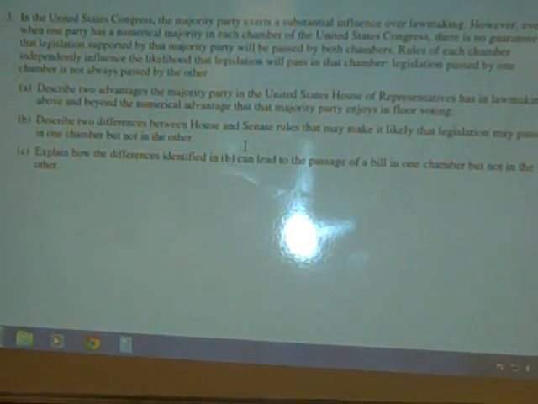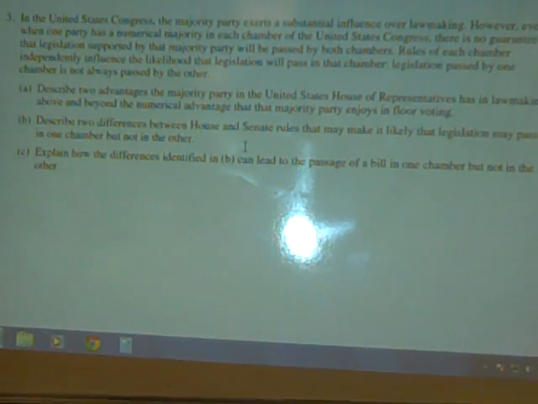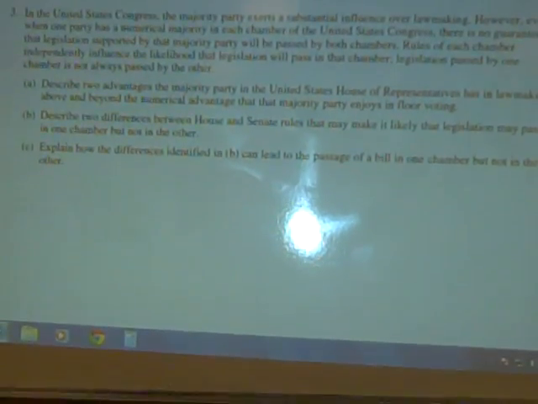Anything else? Those are the two I thought of. The filibuster, and they can attach non-germane amendments that might doom a bill. But I bet there's others. And then explain how the differences identified in Part B can lead to the passage of the bill in one chamber but not in the other. I did that as I was talking about Part B. Let's look at possible answers.